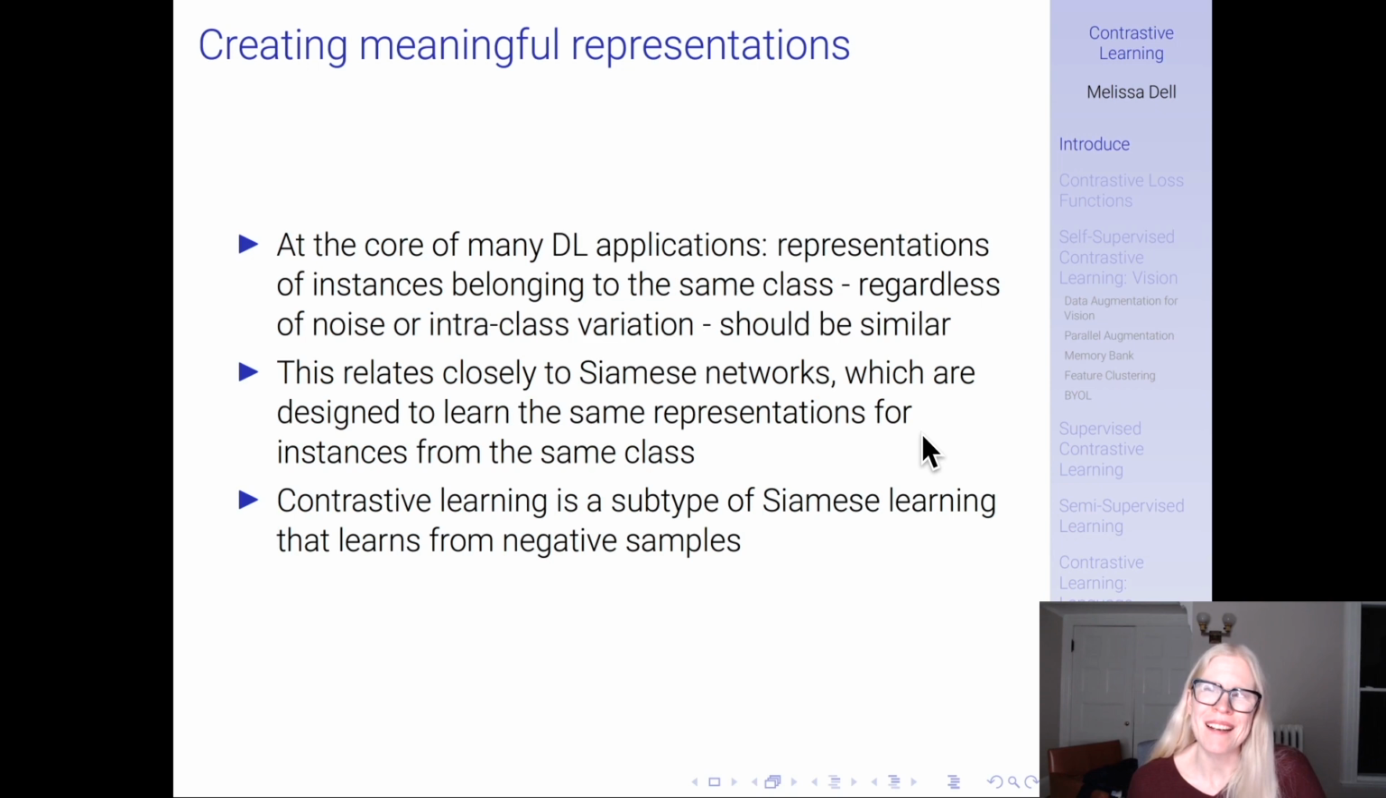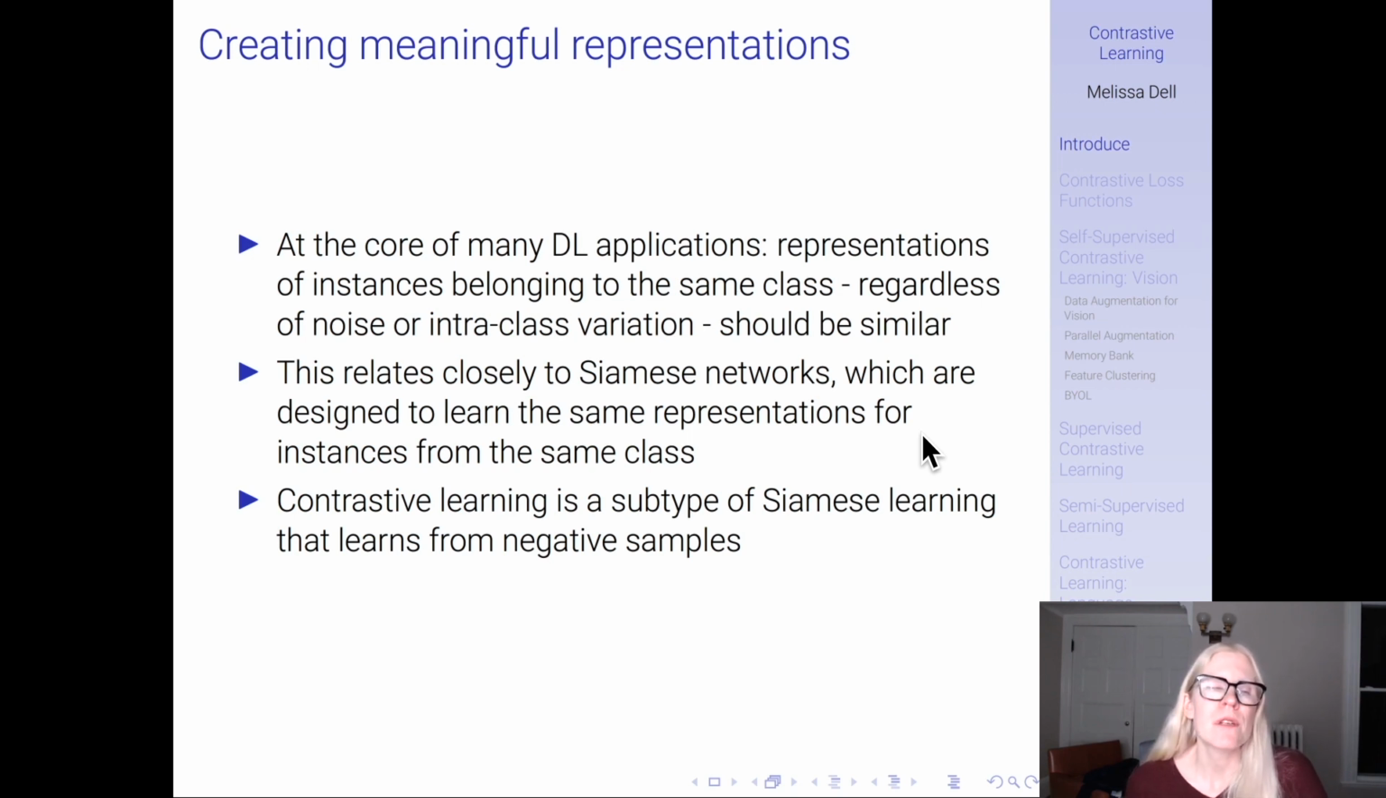And so this could be in a context like OCR. You have lots of different fonts and handwritings and ways to write a letter A, but you want to always have a similar representation. This could be in the context of NLP, representing similar topics with a similar document representation.